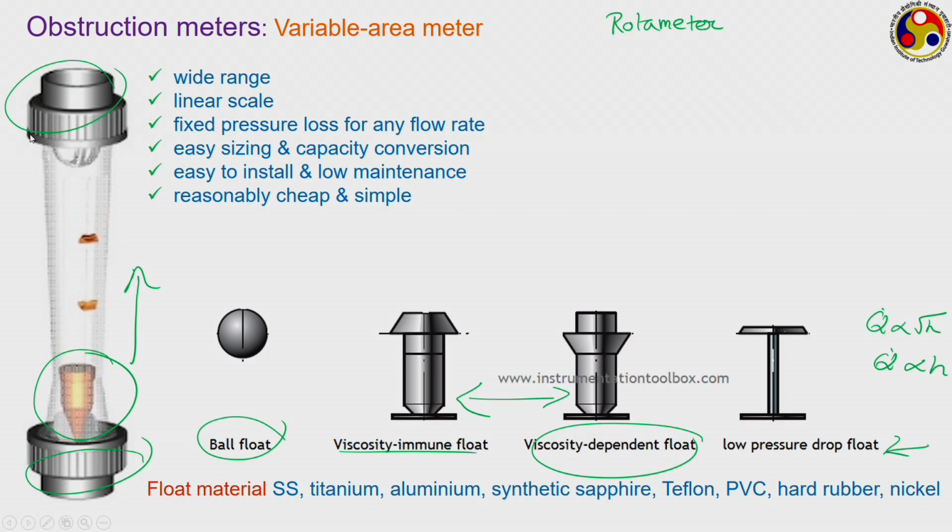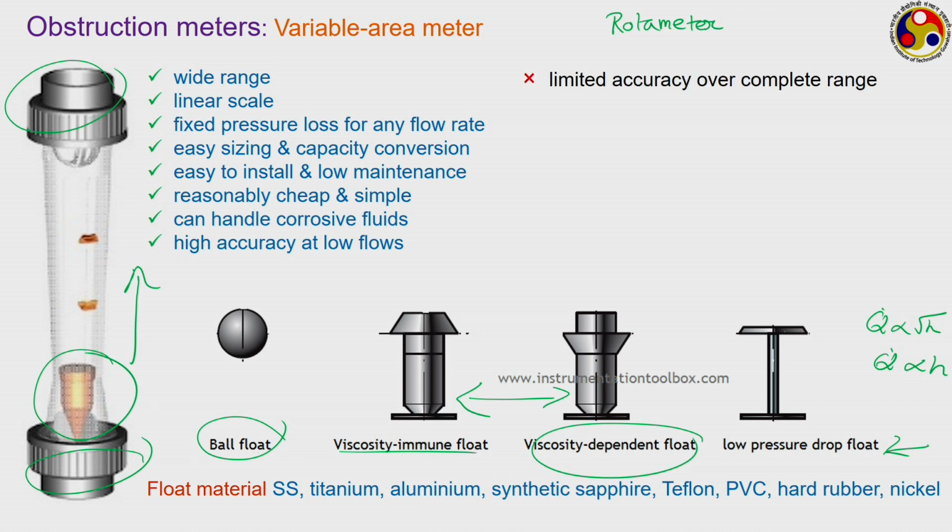They are reasonably cheap, simple, can handle corrosive fluids as well, and they are generally highly accurate, particularly for low flow rates. Another big advantage over Venturi meters, they are particularly accurate at low flow rates. But their disadvantage can be that the accuracy is much lesser compared to Venturi meters if we consider the entire range, particularly at higher flow rates they are much less accurate.